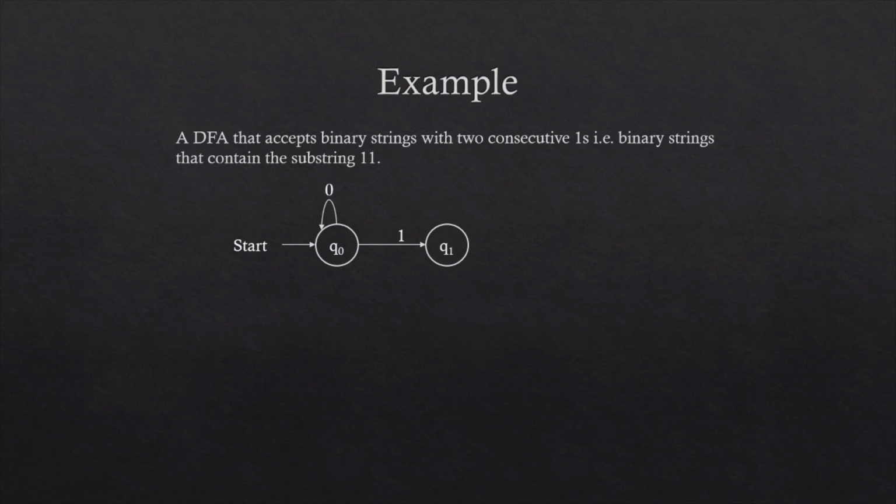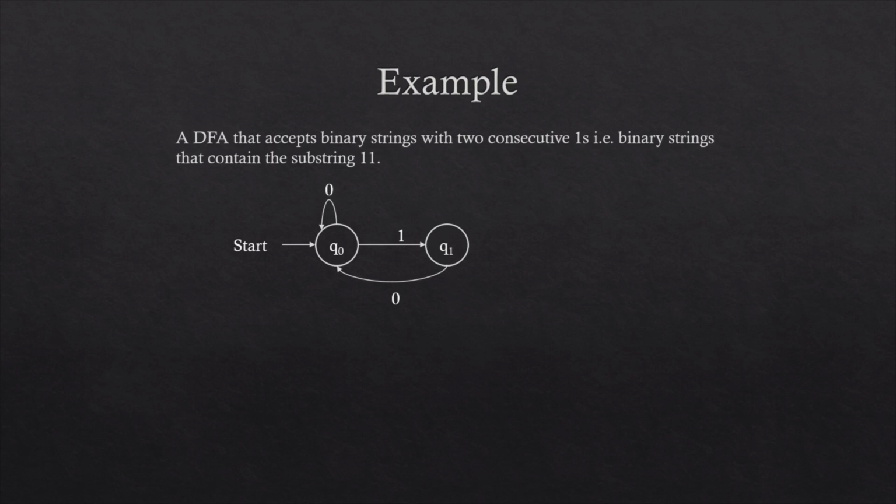But what should happen if the automaton is at Q1 and the next input is 0? Remember, this state means that the last symbol was 1. So if the next symbol is 0, we should go back to the state where we haven't made any progress towards seeing 2 consecutive ones. That would be the start state Q0.